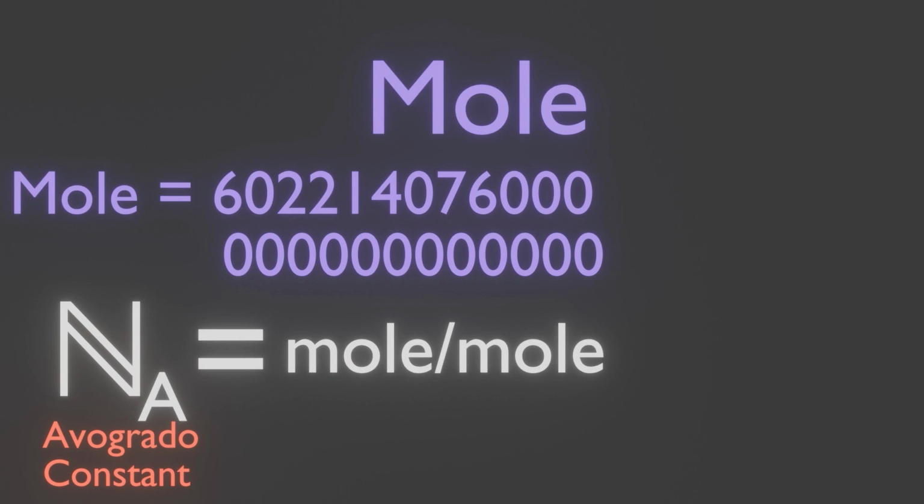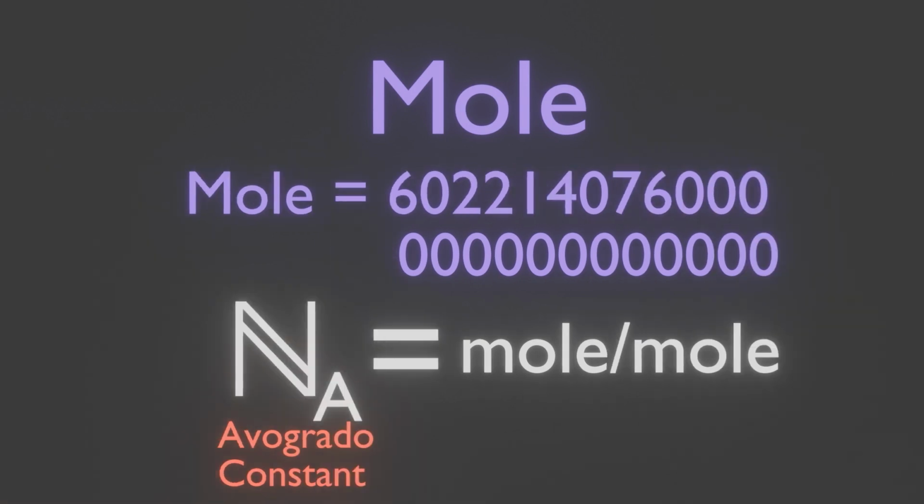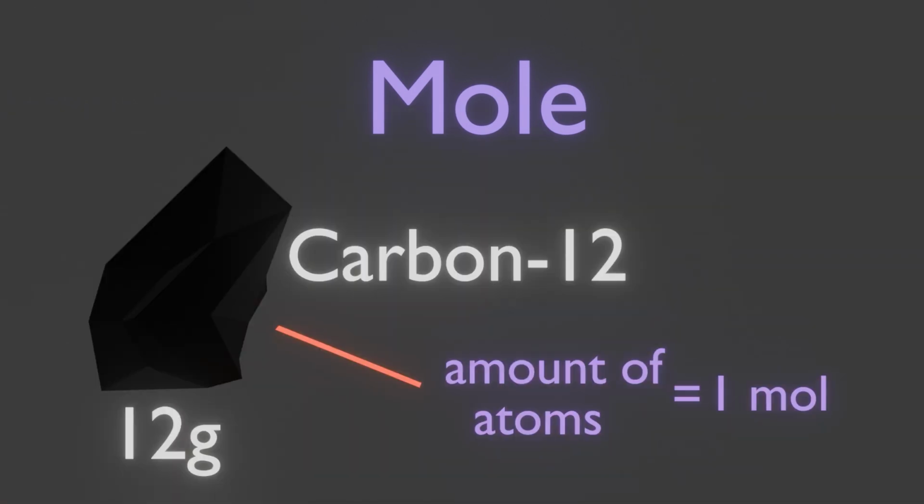Now you might be thinking, what's the point? And that's a great question. The point of the Avogadro constant is just to say that there is a mole amount of substance per mole. For every mole, there is a mole amount of parts. Really amazing, isn't it? The definition of the mole is the amount of atoms in 12 grams of carbon-12.